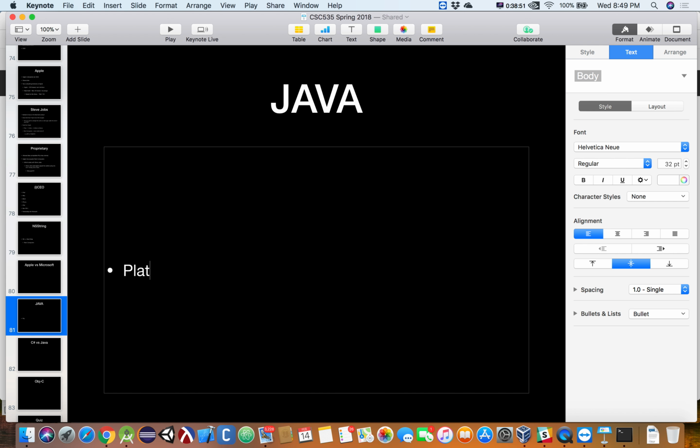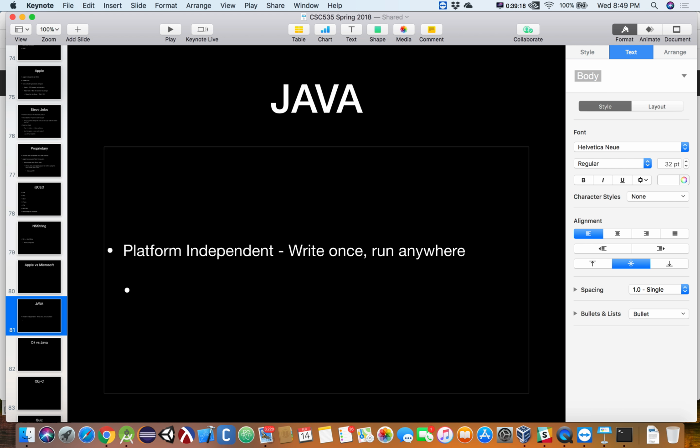Java is known to be something called platform independent. How many of you have heard that before? What does it mean for Java to be platform independent? So the idea is write once, run anywhere. Write once, run anywhere. Now, there's a little catch to that.